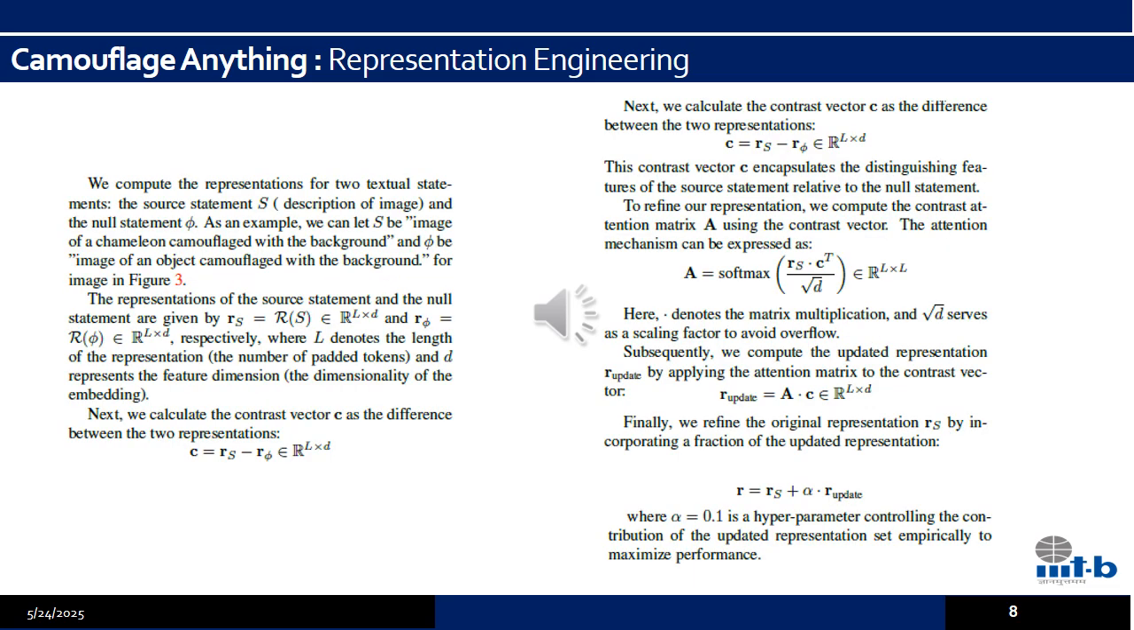This slide presents the mathematical formulation of our representation engineering module. So we find the contrastive vector, then we perform cross attention with the actual representation, and then we find the update vector. And we use alpha equal to 1 as the update value, which we have found empirically maximizes the performance.